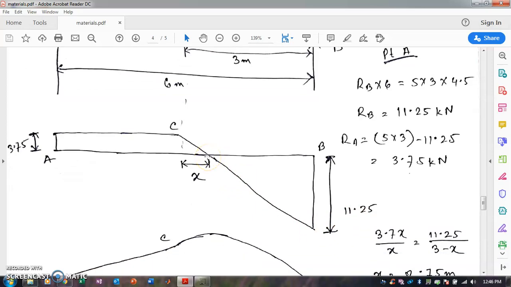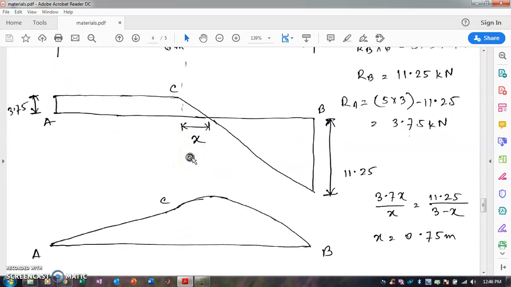So what is the point where the shear force becomes 0? To know this, we need to go back to the geometry. Here it is a triangle and this is also a triangle. Suppose the intersecting point is D.